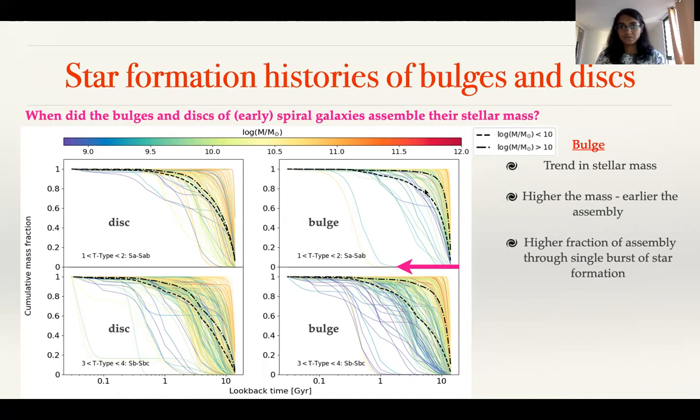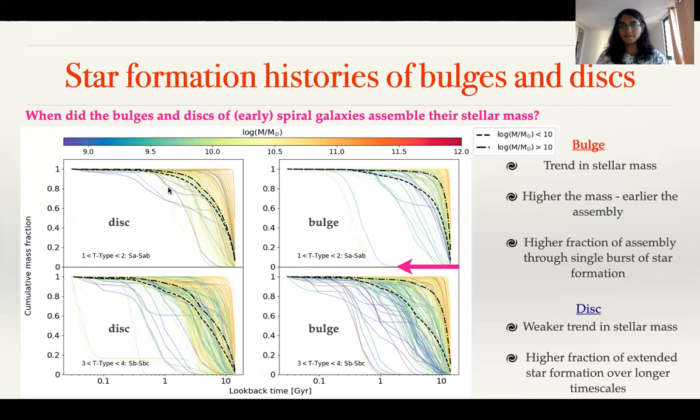As we move towards intermediate- and low-mass bulges, going from green to blue, we see that the time they take to assemble their masses also becomes longer. These low-mass bulges are likely to host relatively younger stellar populations. These trends are highlighted by the thick black curves in the plot, with the dot-dashed line representing the average of bulges over 10^10 solar masses, and the dashed line below representing the average of the bulges less than 10^10 solar masses.